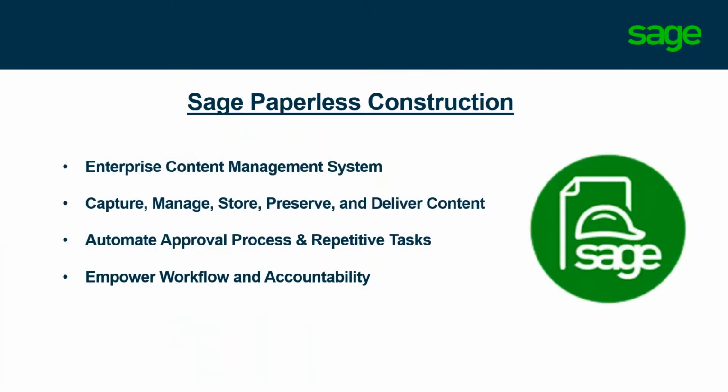First and foremost, Sage Paperless Construction is an enterprise content management system. This system is used to capture, manage, and deliver documents related to your organization. Sage Paperless will maintain your documents as long as you need them in the system. And with Sage Paperless, you can now automate the receiving of documents, empowering your workflow as well as accountability. So let's go ahead and get an overview of the Sage Paperless system here on the next slide.